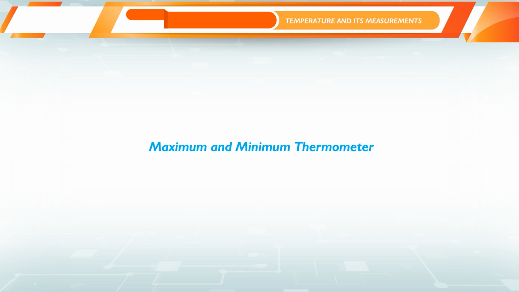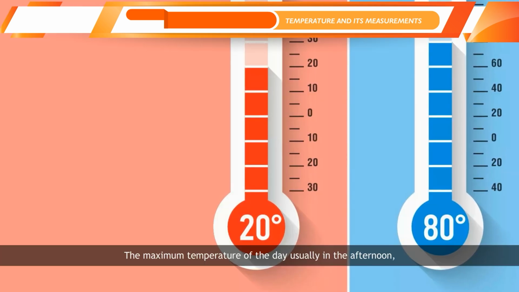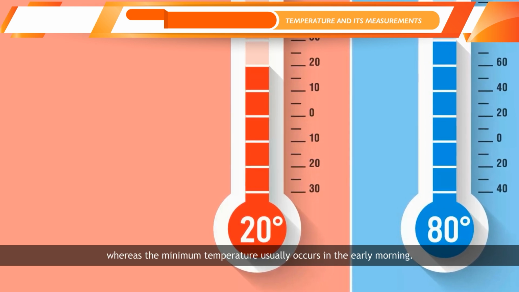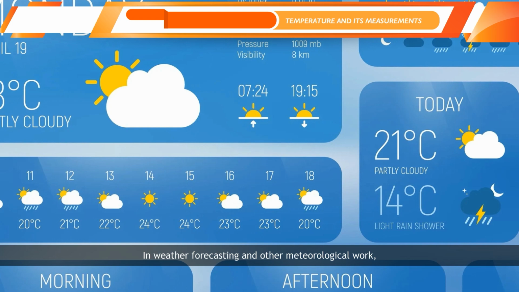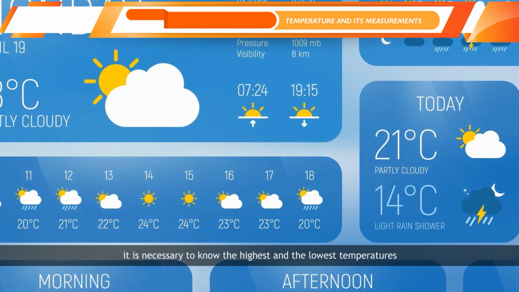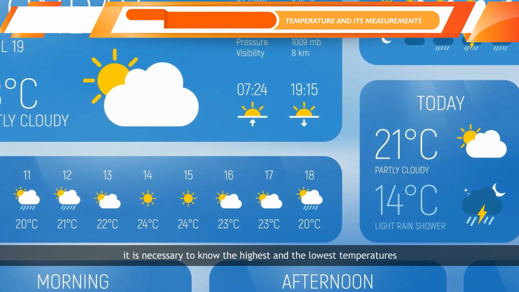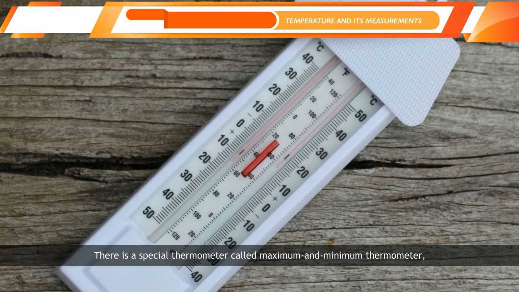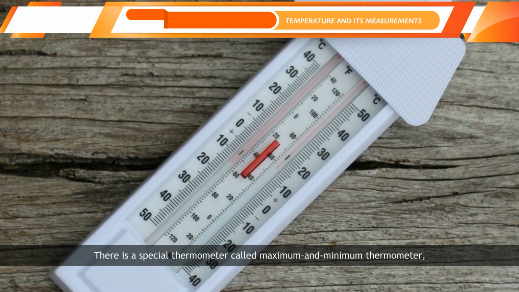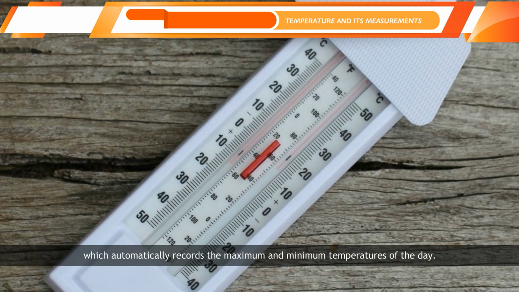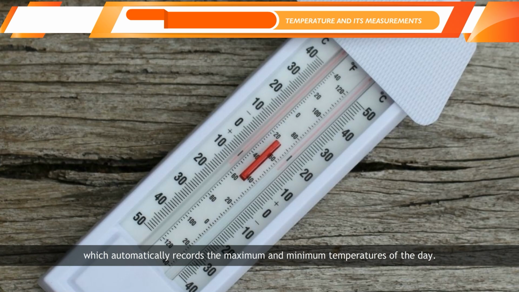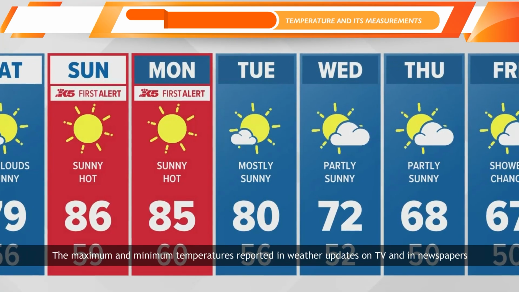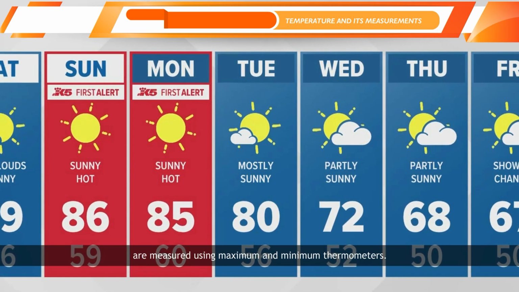Maximum and minimum thermometer. The maximum temperature of the day usually occurs in the afternoon, whereas the minimum temperature usually occurs in the early morning. In weather forecasting and other meteorological work, it is necessary to know the highest and the lowest temperatures recorded in the surroundings during a whole day. There is a special thermometer called the maximum and minimum thermometer, which automatically records the maximum and minimum temperatures of the day. The maximum and minimum temperatures reported in weather updates on TV and in newspapers are measured using maximum and minimum thermometers.